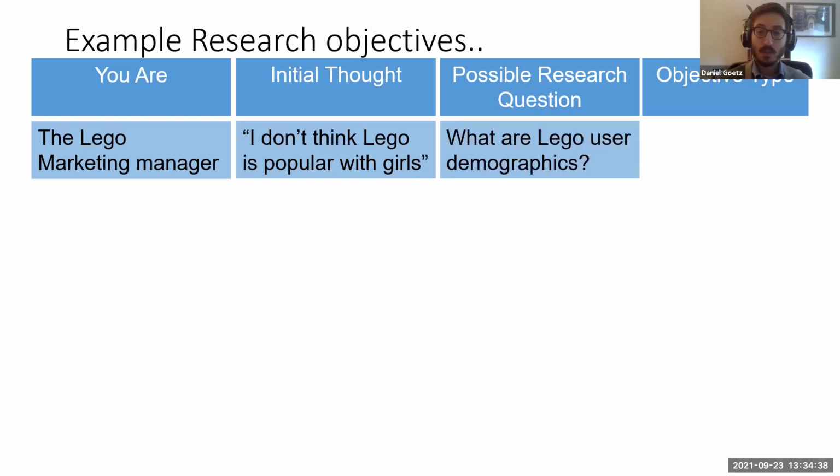And so one question you might ask then is, well, is that true, right? What are the Lego user demographics? I want to describe who it is that's playing with Lego, who it is that's buying Lego. So when we think about this objective type, and we think about those three options, exploratory, descriptive, or causal, yeah, so Isabella writes descriptive objective. I agree, right? We're trying to describe our market, describe our customers, okay?